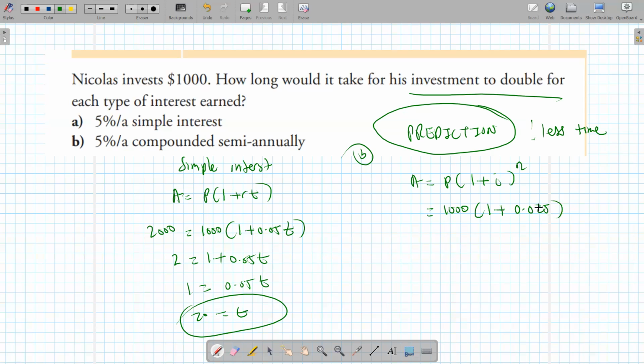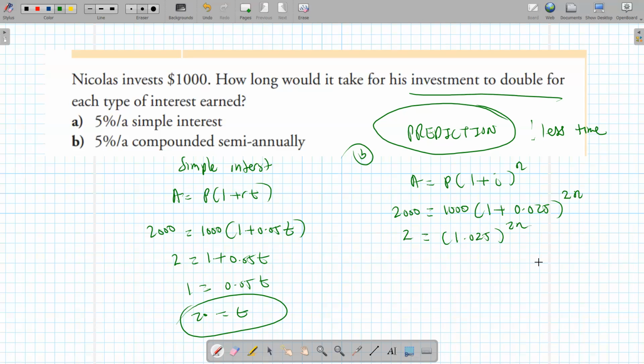Now again, remember this: whatever you do with the i, if you divide it by 2, you have to multiply the n by 2 as well. So it becomes 2n in the exponent, okay? And we're trying to find when the money doubles, so the amount is going to be 2,000. How do we solve this exponential equation for n? You divide by 1,000. We can't get rid of the bracket here. 1.025 to the power 2n, there we go.